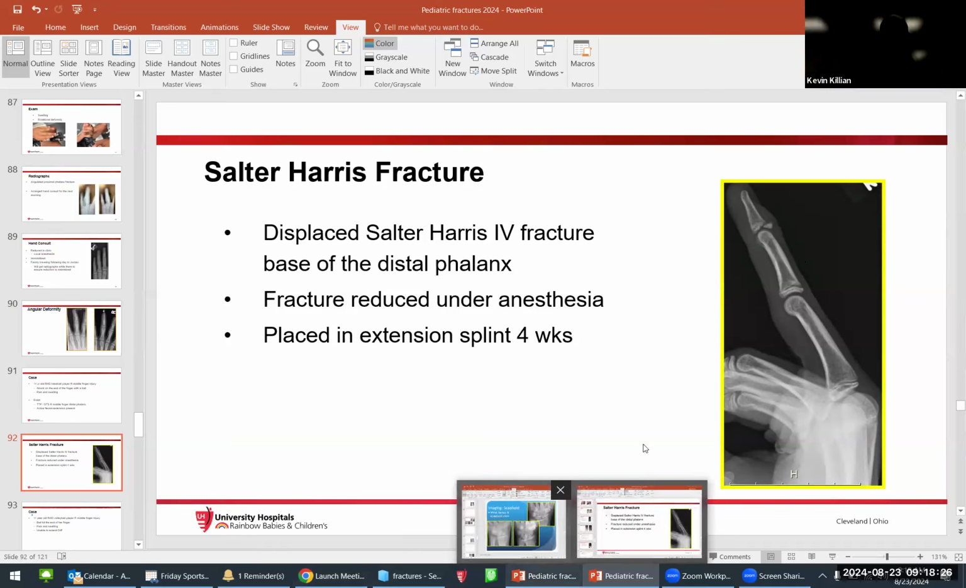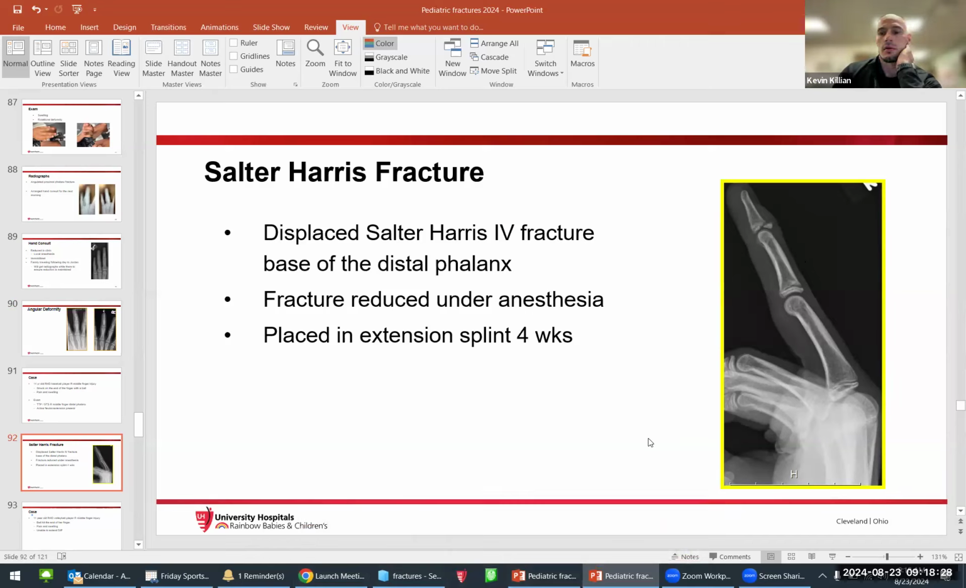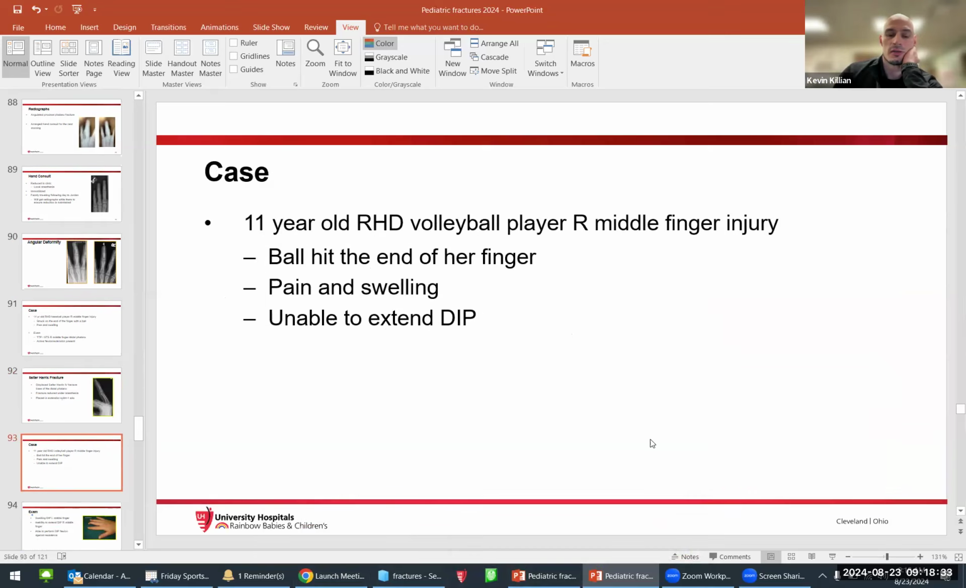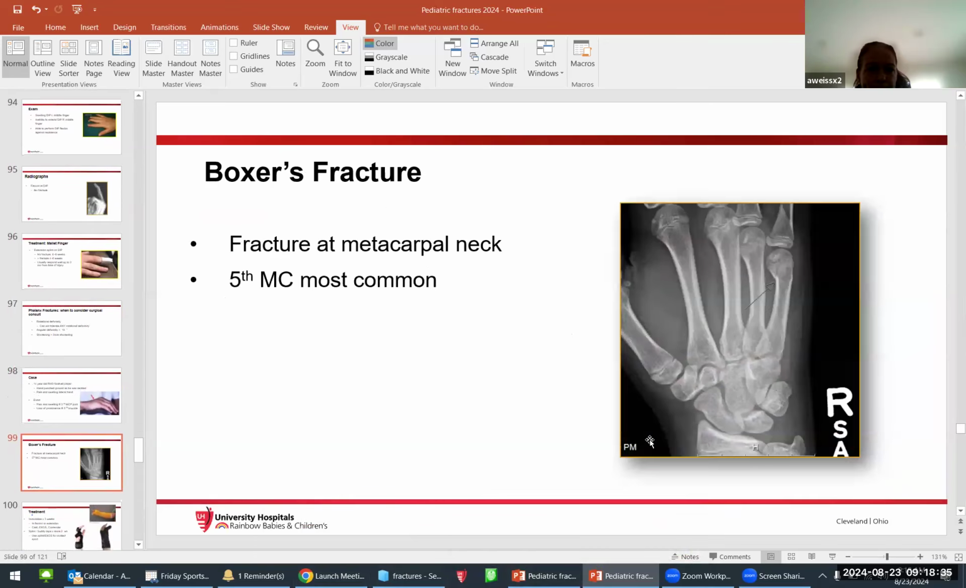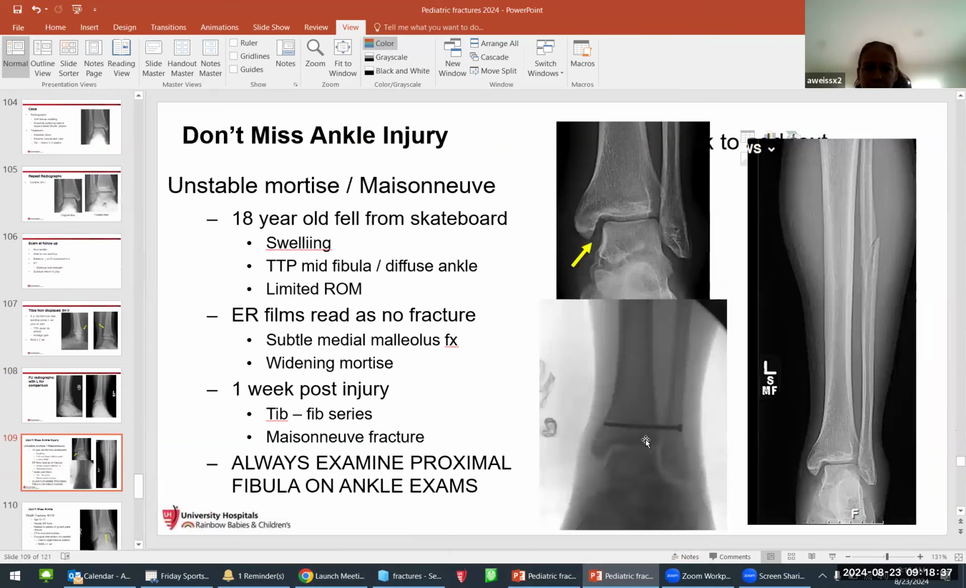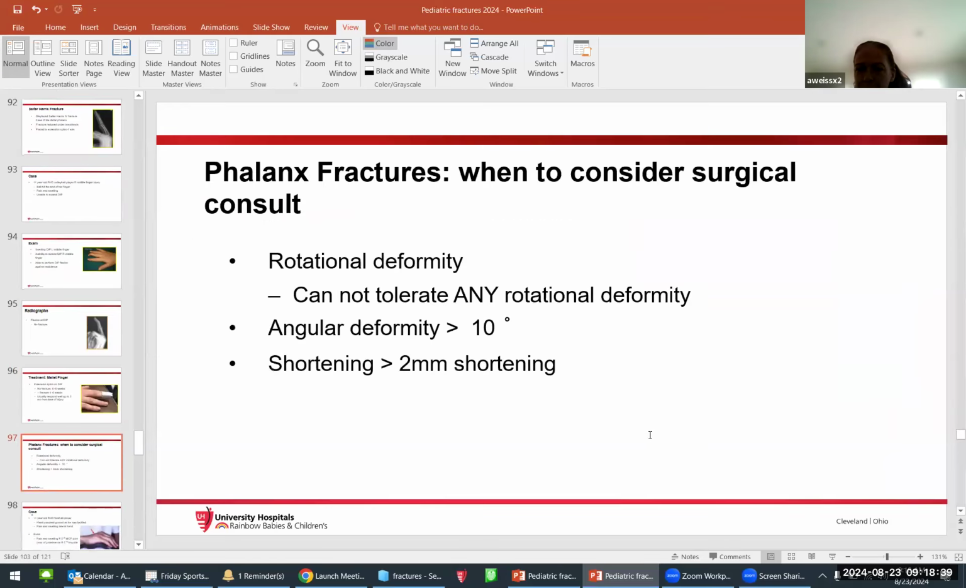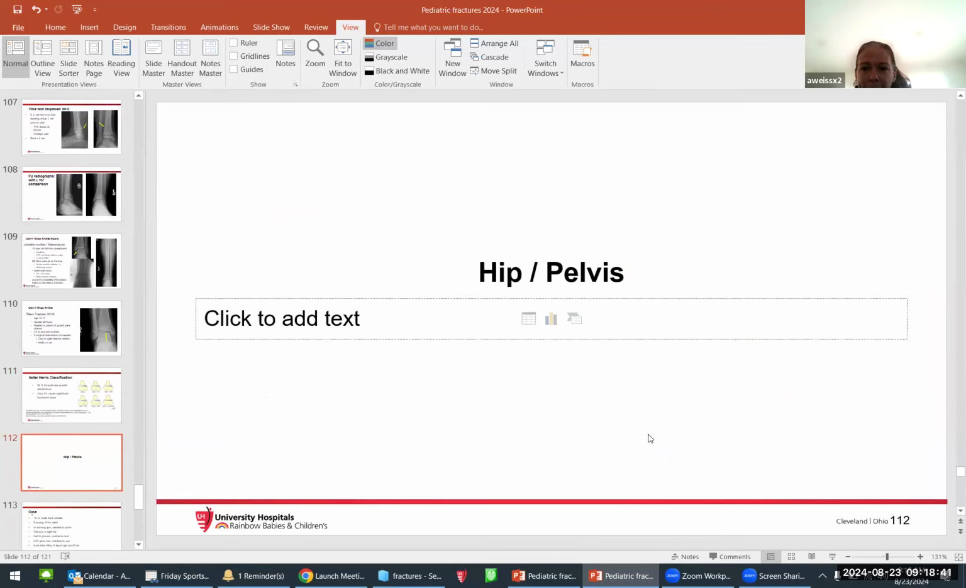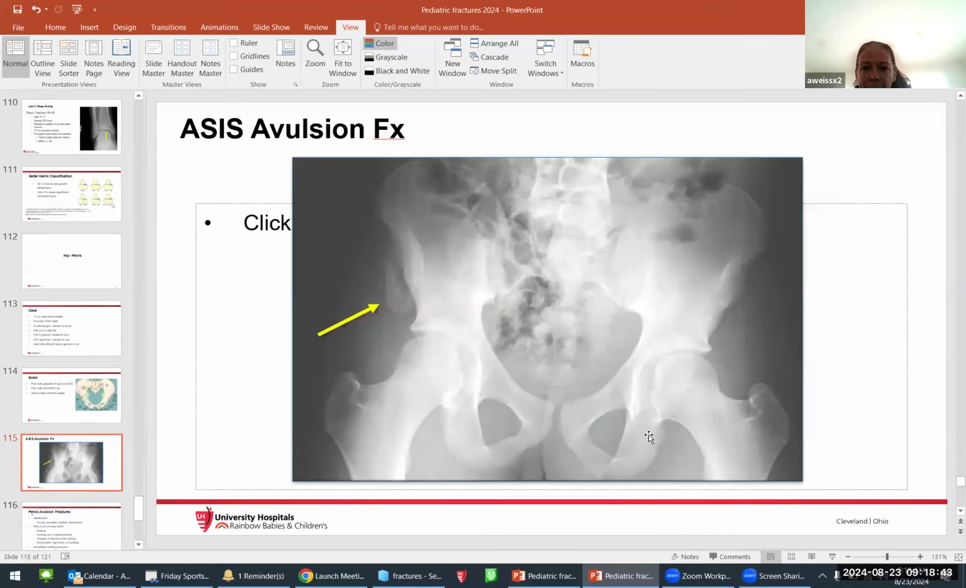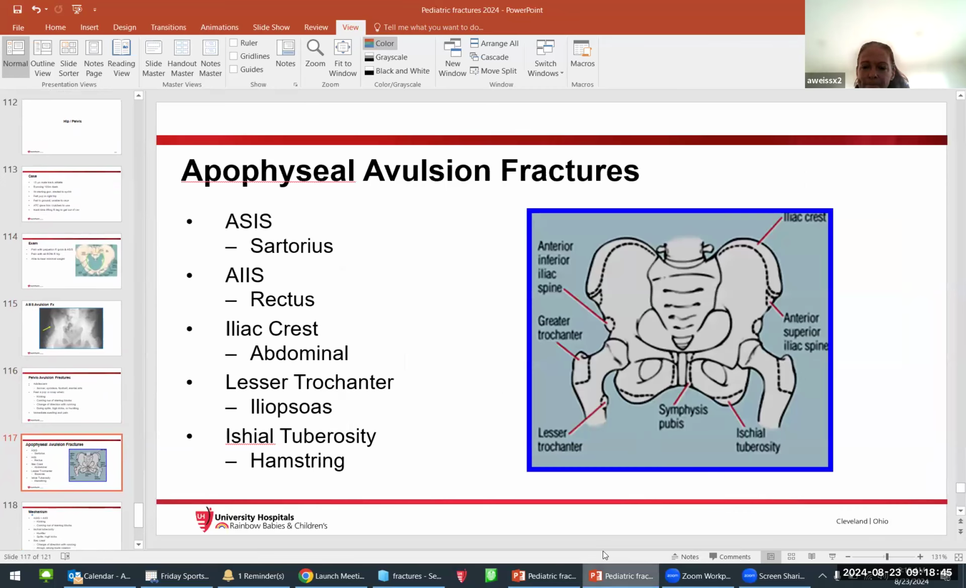Anybody else? Do you mind going back to the physeal avulsion fracture slide, so I can take a screenshot of it real quick? Oh, yeah. Oh, I'm going the wrong direction. No, I'm not, I was doing it right. Sorry, my bad. Thank you so much. Got it. Appreciate it.